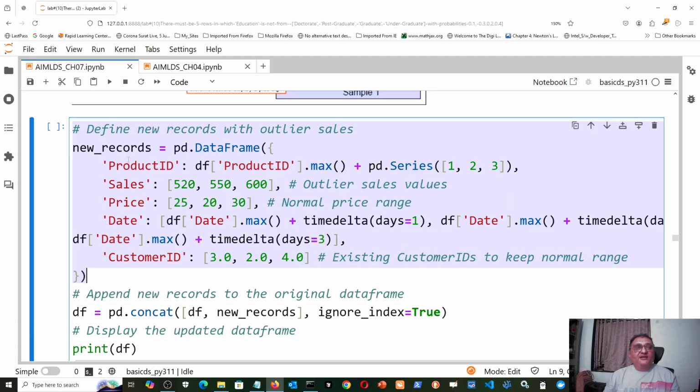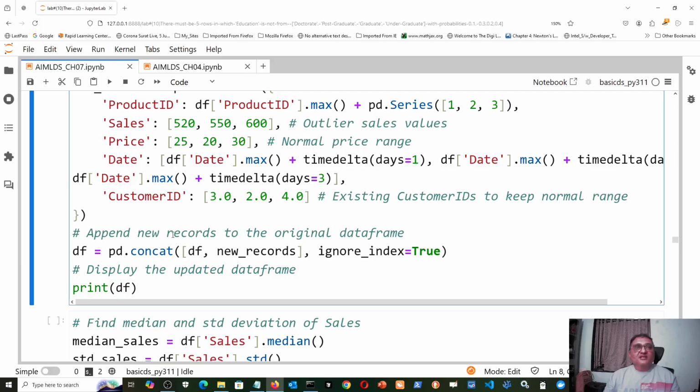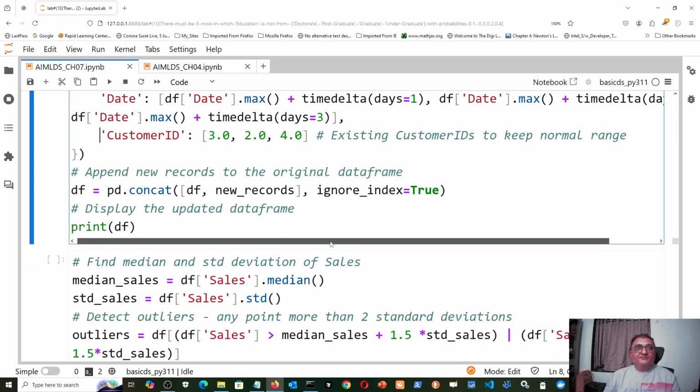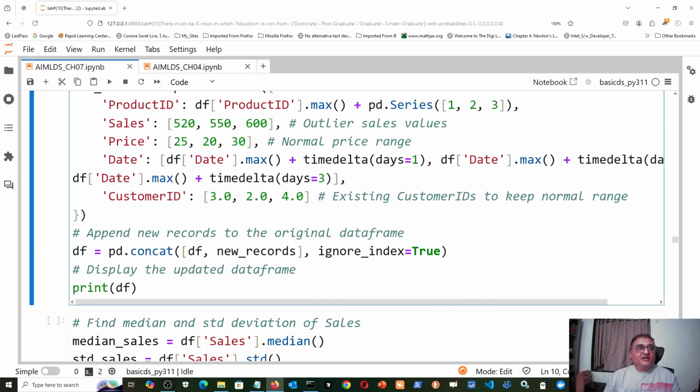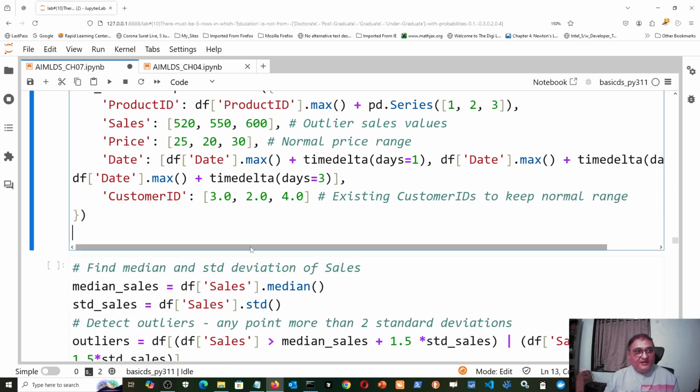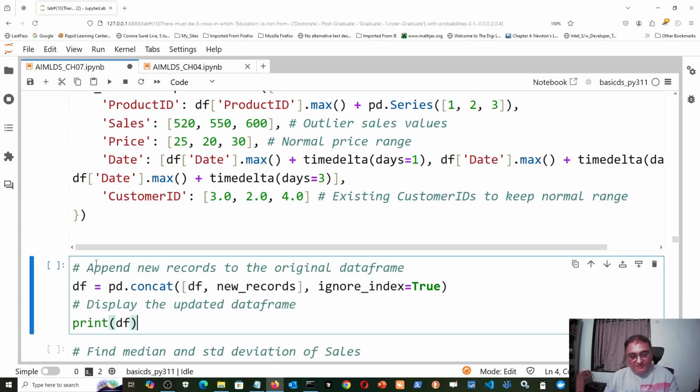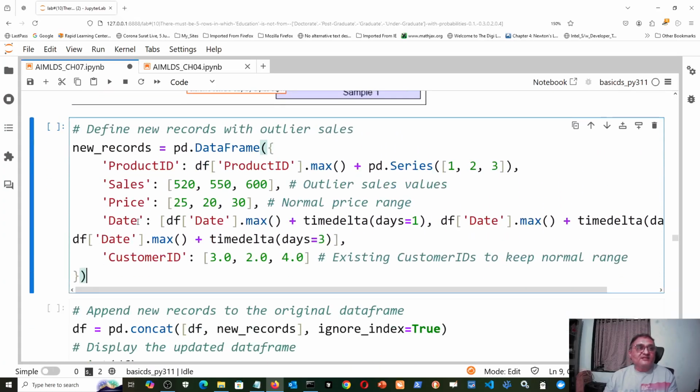Okay, and it has these columns: product ID, sales, price, date, customer ID, and all that. Later on I will append the new records, and then display the updated data frame. That part I will put in the next cell for better understanding. So first let us create the data frame only.